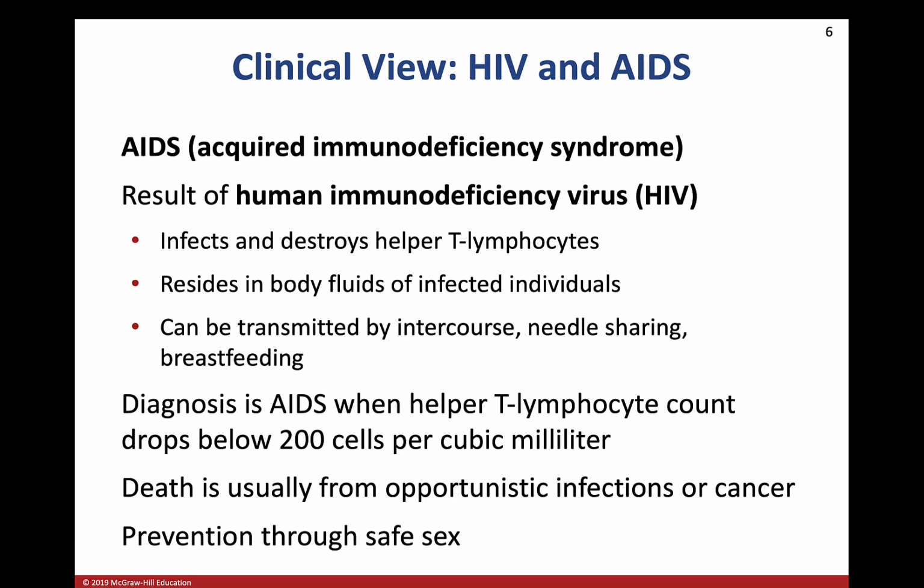It can be prevented through safe sex. Currently, there is no vaccine against HIV, and what they do now is actually treat it in such a way that the viral load is so low that it cannot be passed on through any type of sexual activity.